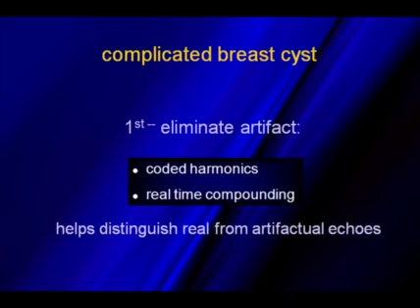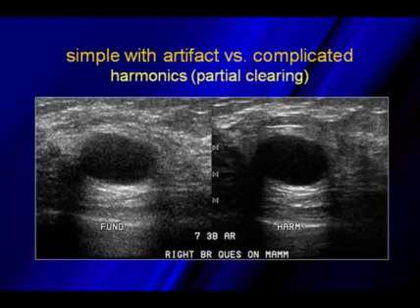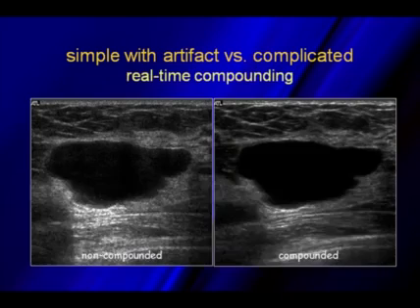As I mentioned earlier, coded harmonics and real-time compounding can be things that will help to eliminate these artifactual echoes. So if we look at this ultrasound image, this is a cyst that was scanned just with normal fundamental imaging. You can see all the internal echoes that we see within this. We've got edge shadows coming off of it, nice through transmission. By turning on harmonics, we cleared out a lot of those artifactual echoes. You can still see the nice through transmission and the edge shadows.